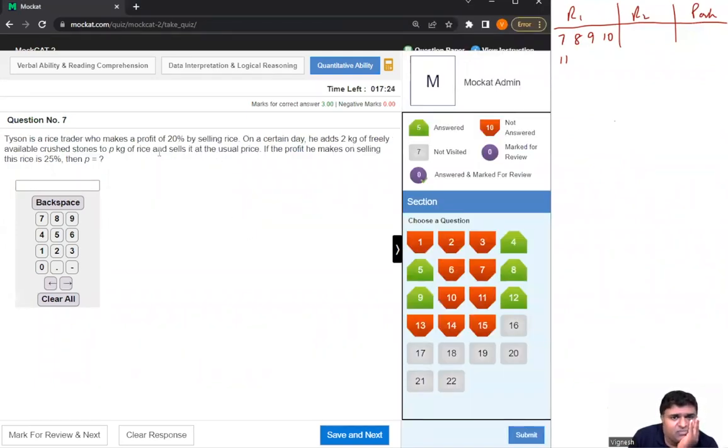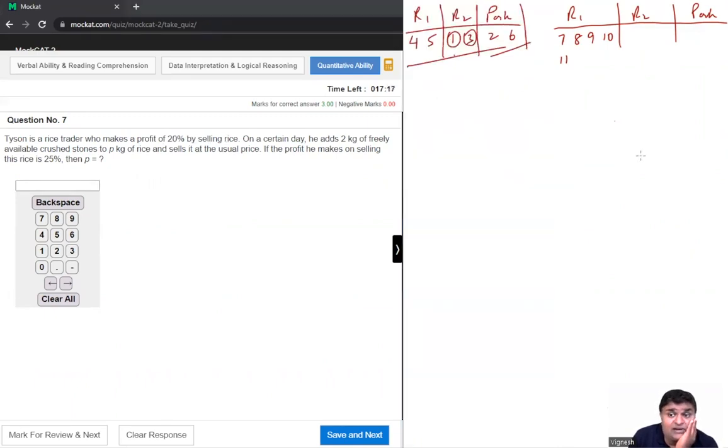Question 7. Tyson is a rice trader who makes a profit of 20% by selling rice. One day he adds 2 kg of freely available crushed stones to the rice and sells it at its usual price. If the profit he makes on selling this rice is 25%, then P is what? Can you try it?